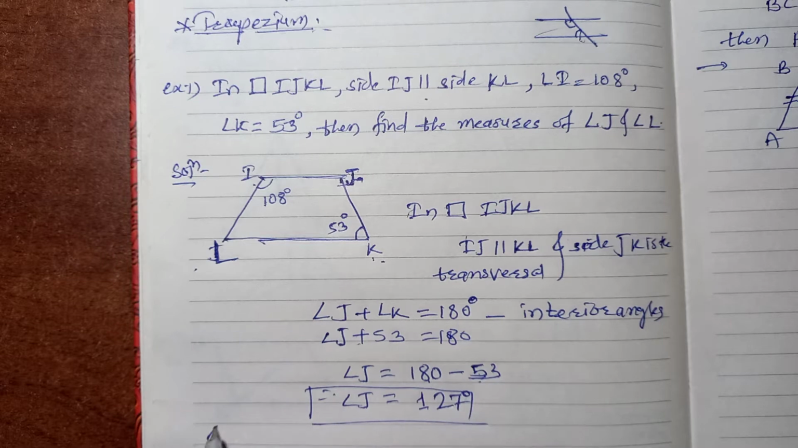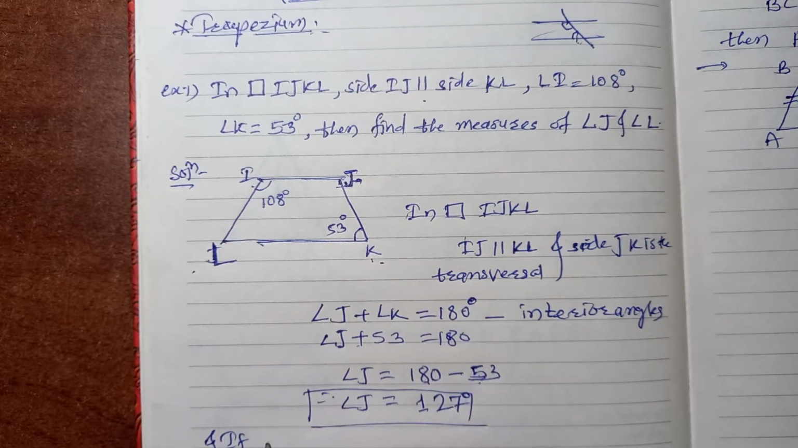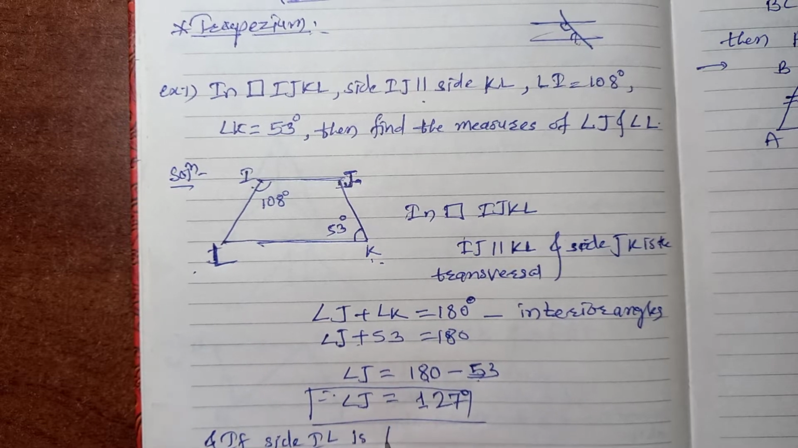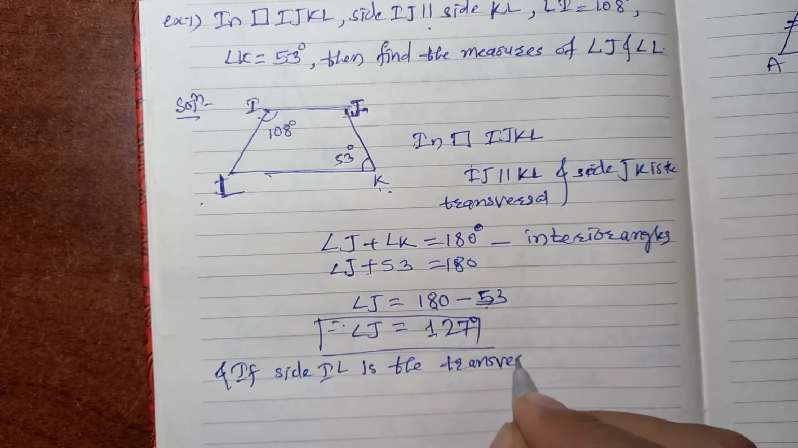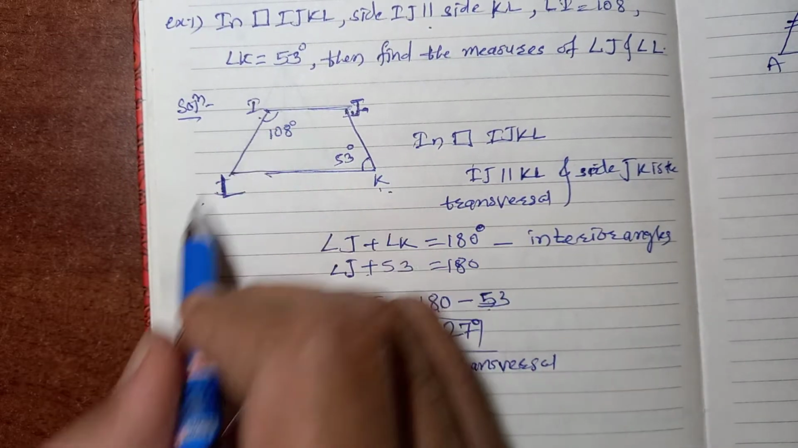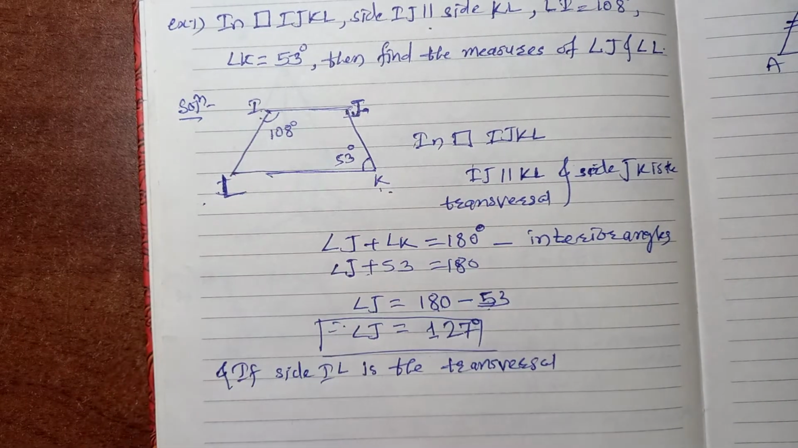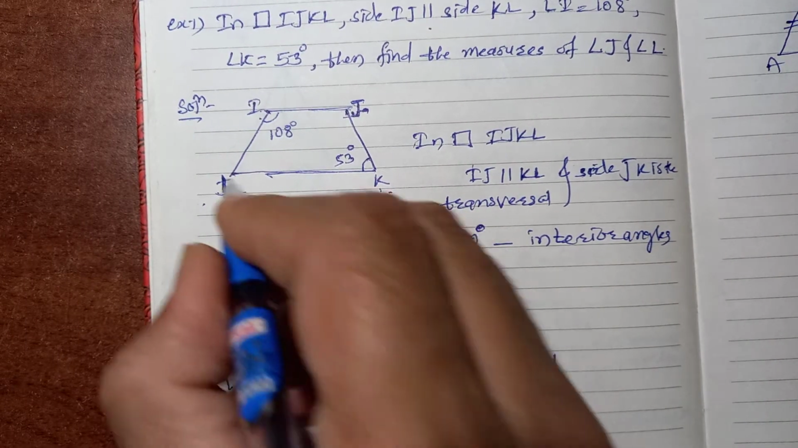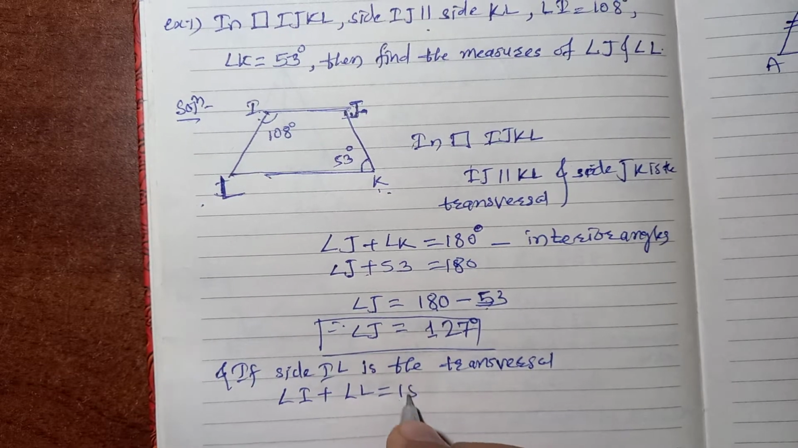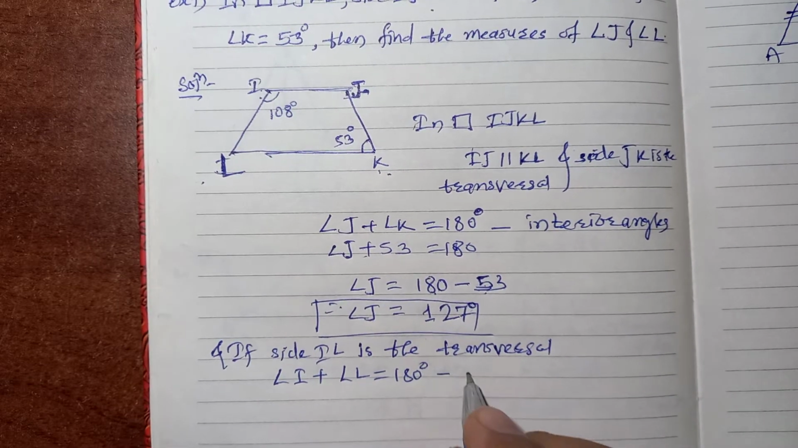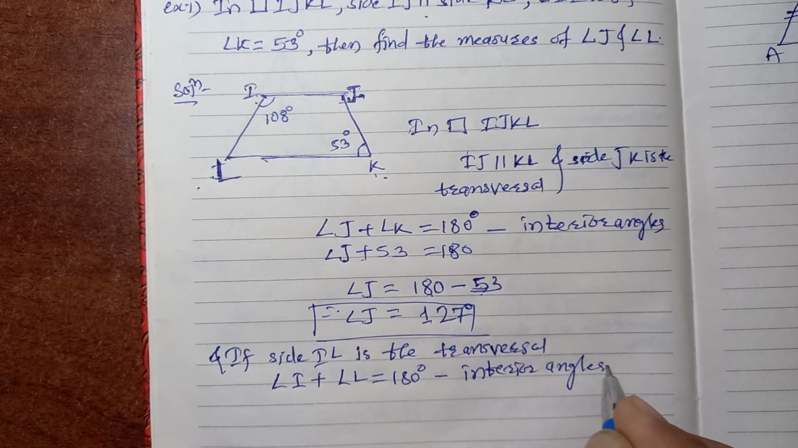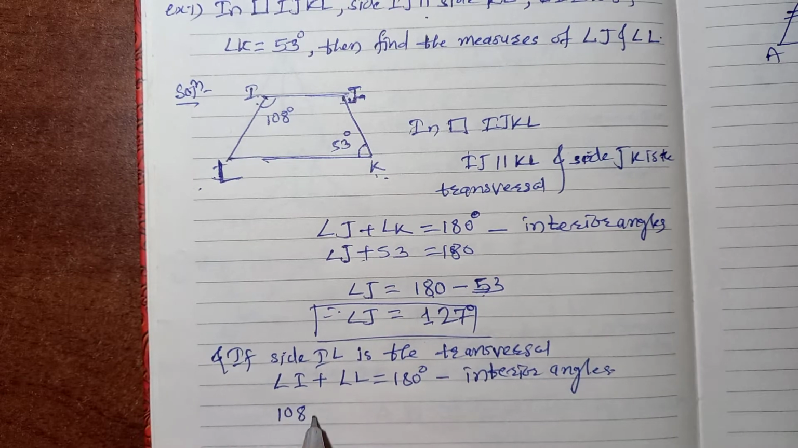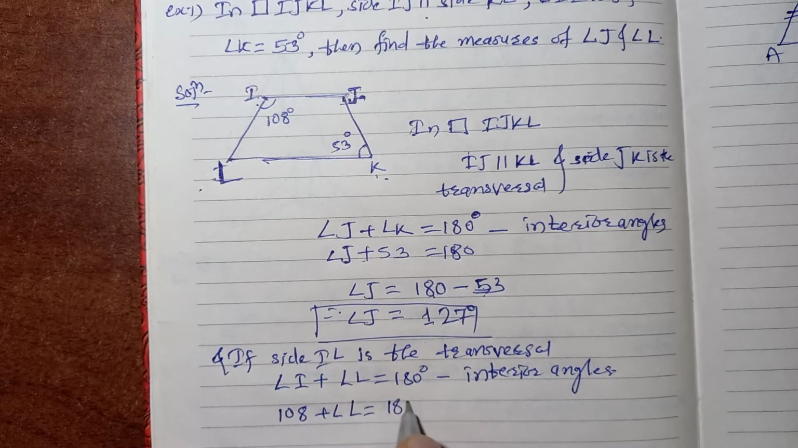Now you have to find angle L. Here IL is the transversal. We know these two are parallel. Now we will take this side as the transversal. So angle I plus angle L is also 180 degrees. The reason is the same: interior angles. Angle I is 108, plus angle L, which we don't know, equals 180.